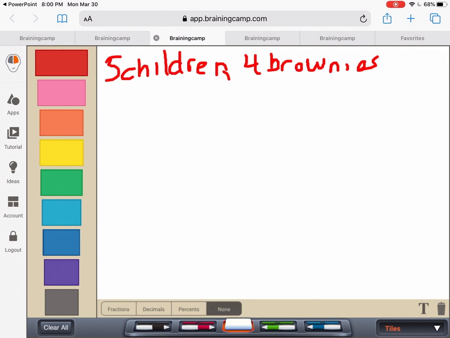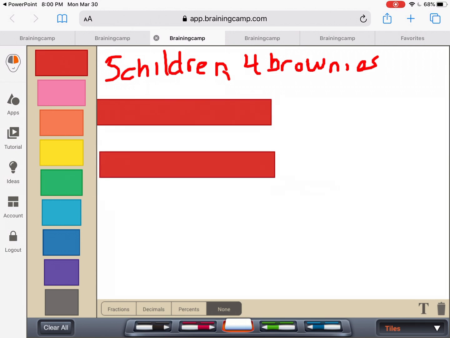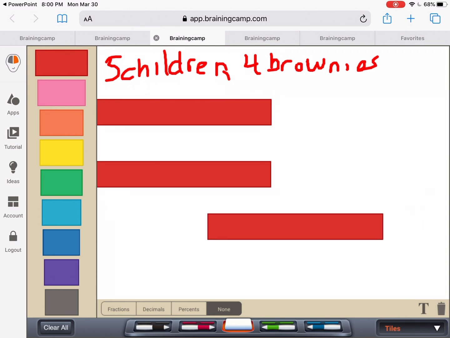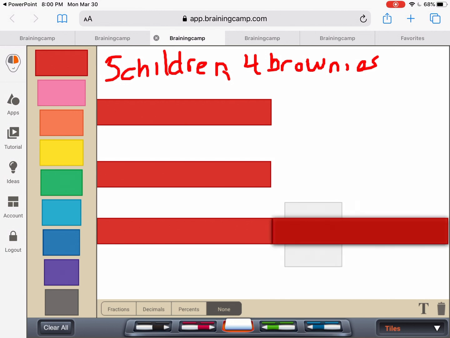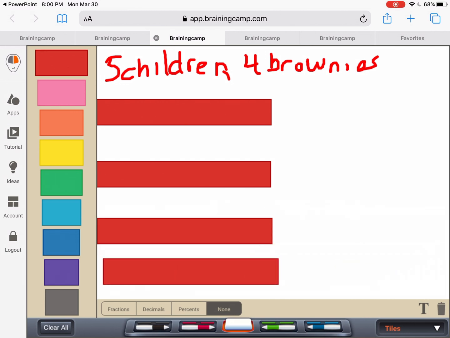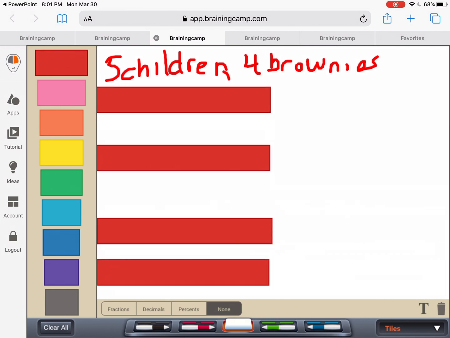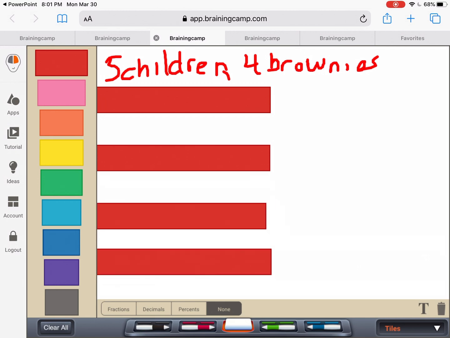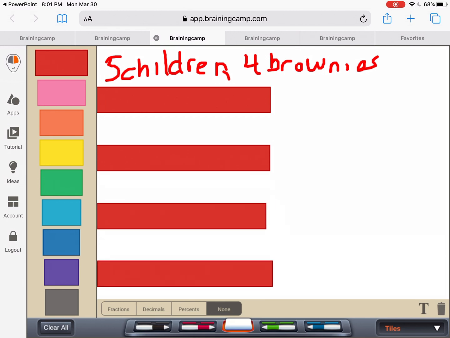So again, we've got our 4 brownies. So let's get our 4 brownies because I gave them 4 brownies. I didn't give them 3. They got 4 brownies. So there's their 4 brownies, right? So lift that up a little bit so we can get our pieces into there. So how might you divide this between 5 children? So can you tell the person next to you what you might do?